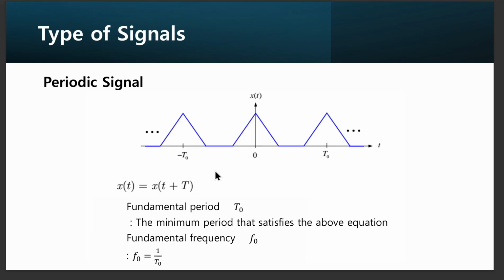Next is the periodic signal. A periodic signal refers to a waveform signal that repeats at a constant period. Such a signal has a period t and has the characteristic of maintaining the same value after a specific time interval t. The equation for a periodic function can be expressed as shown in the formula on the PPT.